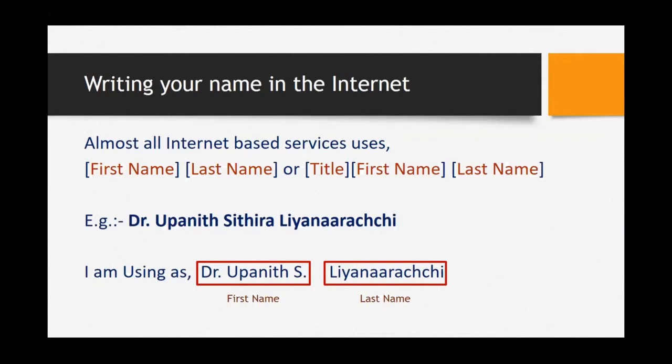If somebody gets an email from you, they are going to see your first name and last name, whether the title is there or not. For example, my full name would be, with the title, Dr. Uppanith Sithila Leenarachi. On the internet, I'm using this as Dr. Uppanith and the Sithila part. I need to show that, so I put S and a dot, and I kept everything in my first name. Usually on the internet, the dot symbol is allowed in names.